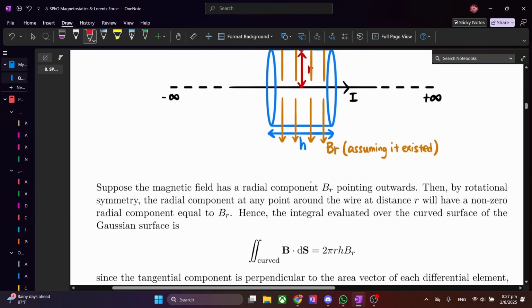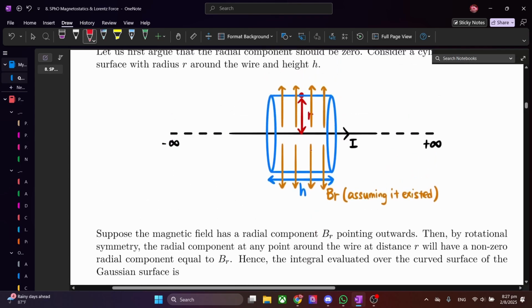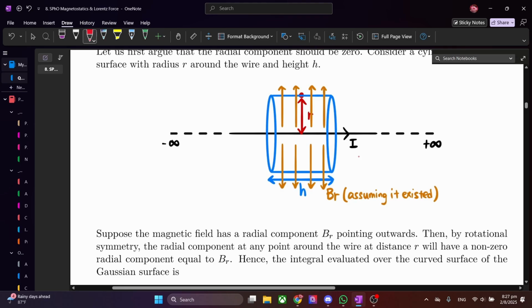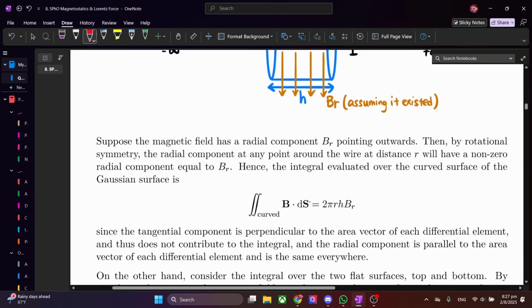It's illustrated here. Let's suppose that the magnetic field has some radial component B_R pointing outwards. And by rotational symmetry, as I mentioned just now, since it shouldn't matter which direction you look at it, because your wire is rotationally symmetric, your radial component at any point around the wire at this distance r will have the same radial component B_R, as you can see in the diagram here also.